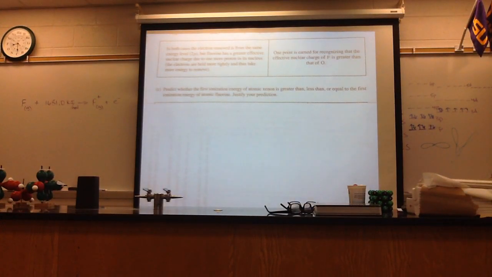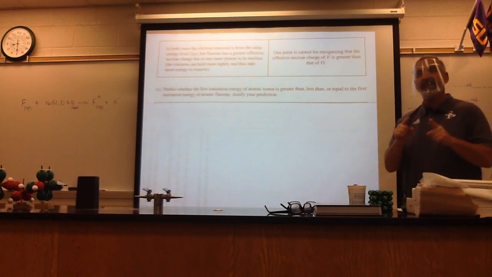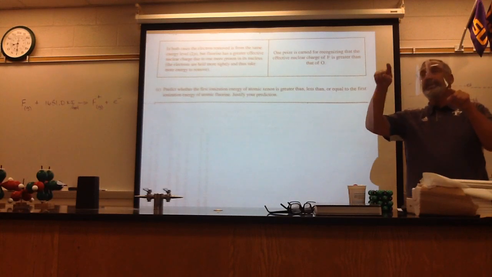All right, next question. This was tricky for many, many kids this year. Okay, 2009. Predict whether the first ionization energy of atomic xenon is greater than, less than, or equal to the first ionization energy of fluorine. Okay? Why is this tricky? Because xenon's a noble gas. And we automatically think that noble gases are going to be impossible to remove an electron from. But the reality is the noble gas only has the highest ionization energy in any given period.